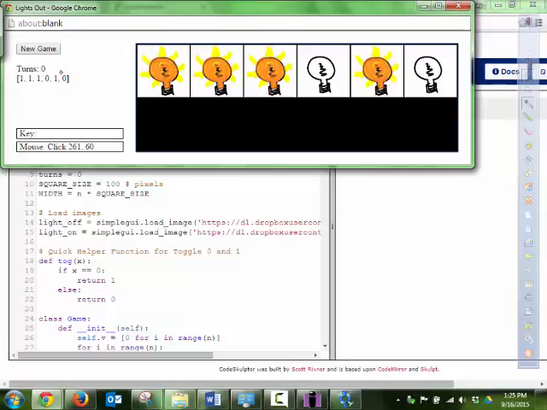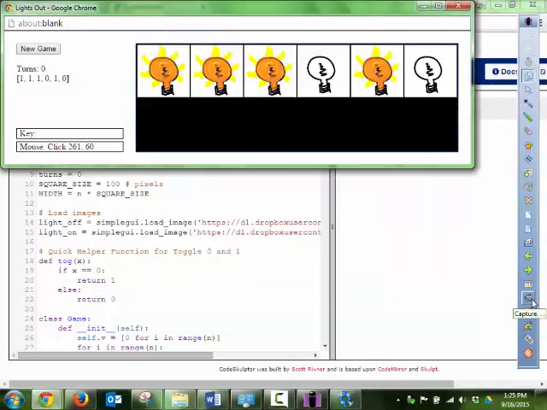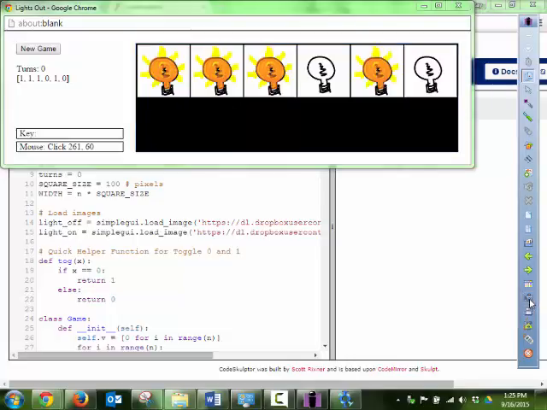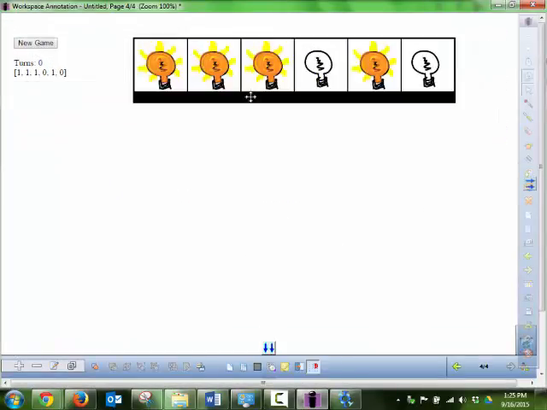The vector is written here. It's 1, 1, 1, 0, 1, 0. So let's start off with this scenario and see if we can do our linear algebra business on it to try to solve for this with as few clicks as possible. They tell you how many turns you're taking to do this, and we want to minimize that to win the game.